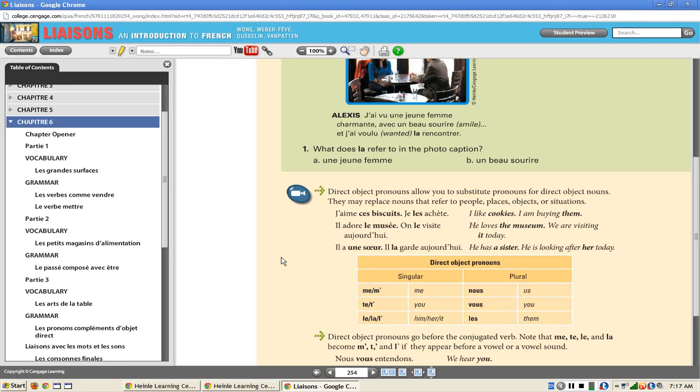In these cases, with me and te and nous and vous, it's built in. If I want to say I'm looking at you, I need that you to come before the verb in French. Je vous regarde. Or if I'm looking at you singular, je te regarde. He's looking at me. Il me regarde. He's looking at you. Il vous regarde. He's looking at them. Il les regarde.